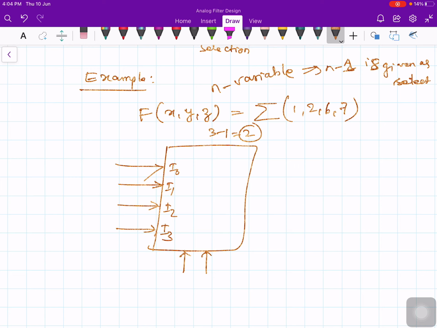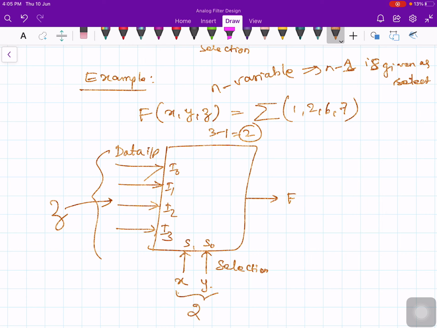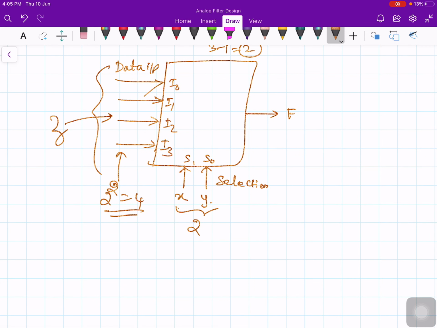Let me call these two selection lines, let's say, S1 and S0. X is given to S1 and Y is given to S0. So the remaining one variable is Z, and this Z is given to the data input. Data input, selection input. So this is the procedure and only one output F. Therefore, since I have two selection lines, the number of input lines is 2 power 2, which is equal to 4. So this is a 4 by 1 mux.